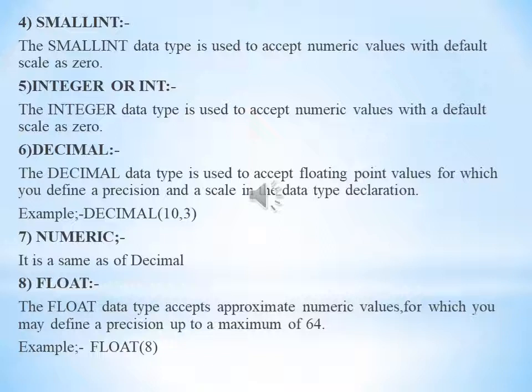Example, decimal in bracket 10, size of the 10, 3 bracket complete. Then seventh, numeric. It is the same as decimal. 8. Float. The float data type accepts the approximate values.